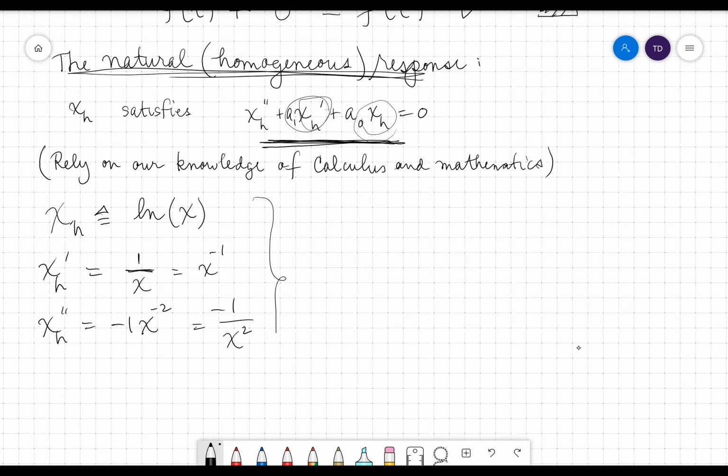I just want you to look at these three. I want you to look at them. And I want to look at if we substitute them into this equation. So this is what I would have. Minus 1 over x squared plus a1, a constant, don't forget, a constant times 1 over x plus a0, another constant, times the natural log of x is equal to 0. This has got to be true for all values of x.